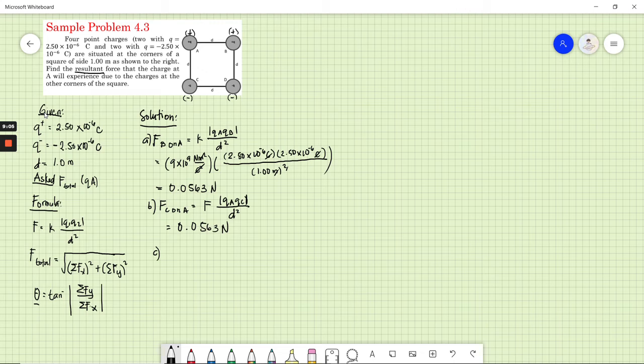So now we have our forces FB on A and FC on A. We're going to look for the force that FD exerts on A. And we're also going to use Coulomb's law, k QA QD divided by D squared. But the only difference here now is, if you notice, we have to find the distance between A and D. We have to find this distance. So how are we going to do that? Well, it's actually quite easy.